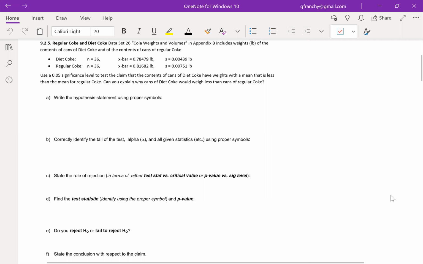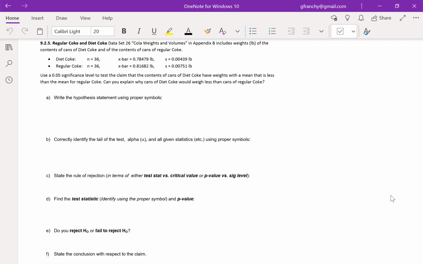Okay, we're going to take a look at question 5 out of 9.2. This takes data from dataset 26, COLA weights and volumes, and we're looking at the weights of the contents of cans of Diet Coke and that of regular Coke.